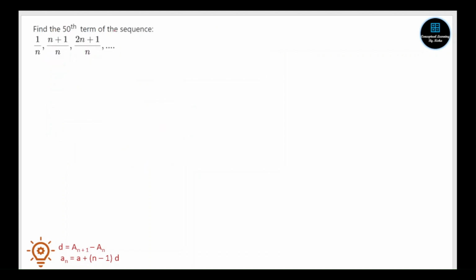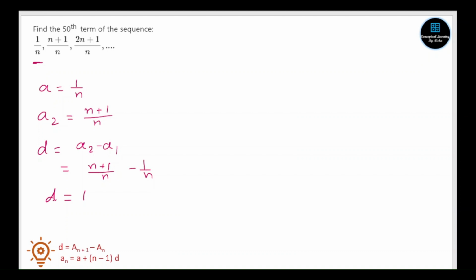Find the 50th term of the sequence. Now we can say the first term a is equal to 1 over n. And the next term, a2, equals (n plus 1) upon n. When I take the difference, the common difference is equal to a2 minus a1. This gives me (n plus 1) upon n minus 1 upon n. If I simplify this, I'll get just 1. So the common difference is 1.